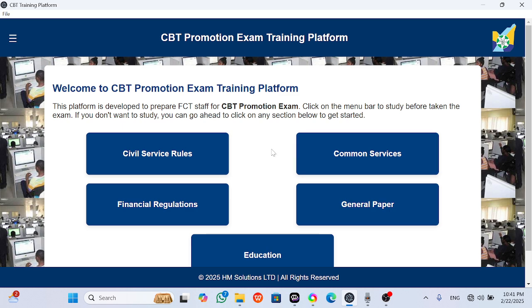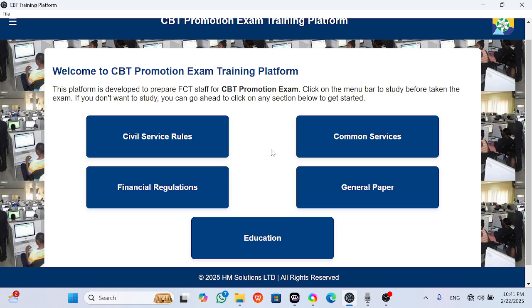In promotion, we normally have 3 general fields and also 1 professional field that is peculiar to the person writing the exam. Are we clear? We have civil service or public service rules, we have financial regulation, we have general paper, and we have the ones either education, common services, treasury, and the likes.